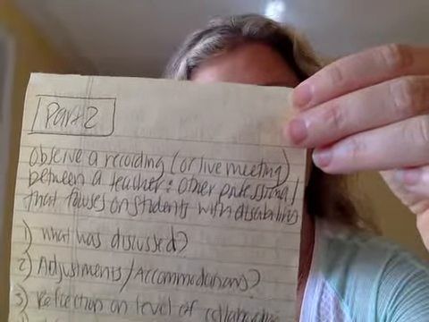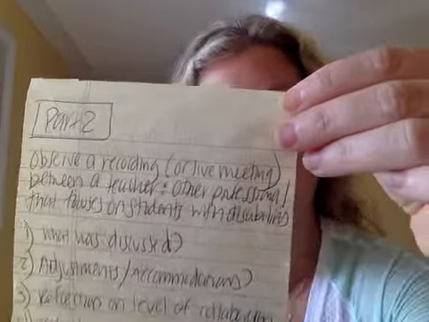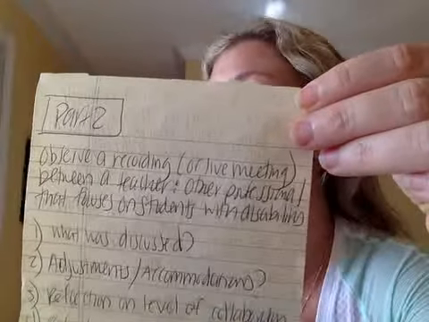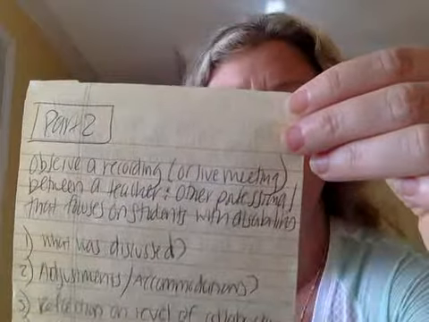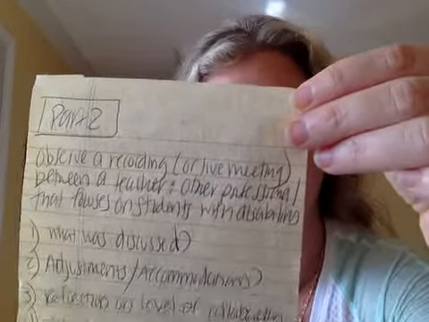So you are going to address what was discussed in the meeting. What adjustments or accommodations were discussed, if any? What was your reflection on the level of collaboration? Now, we've talked about levels of collaboration in the book and in our collaboration module. So reflect on what was the level of collaboration between the two professionals.